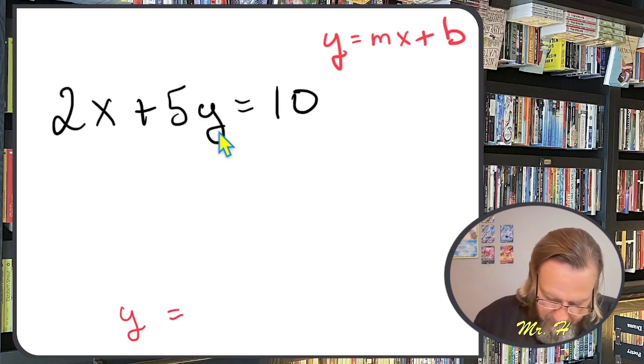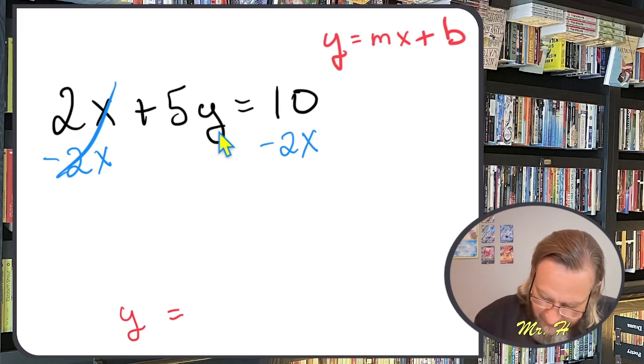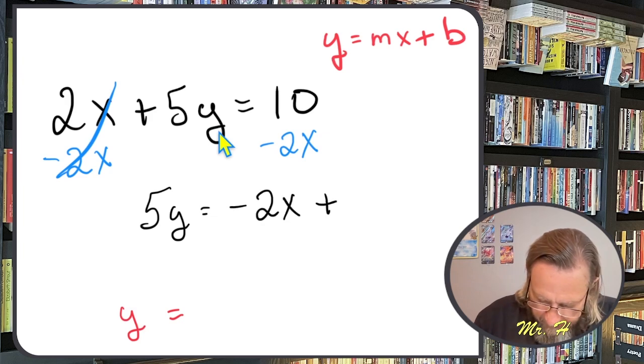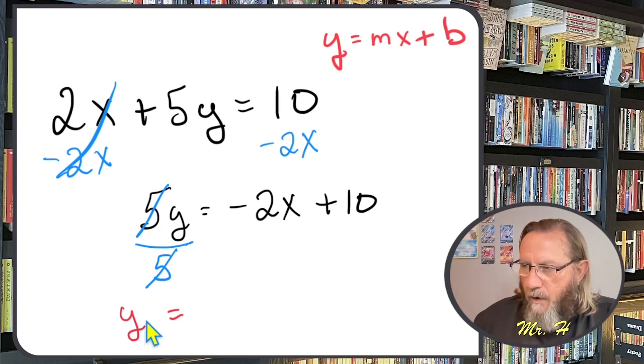First thing we're going to do is subtract that 2x. We got to get rid of that friend. Minus 2x on both sides. And we're going to cancel those guys out, and that will leave us with the 5y equal to a negative 2x plus 10. Now we're almost done. We've got to divide by 5 to get the y by itself. Those 5's will cancel out, and we'll have y all alone just like we want it to be.